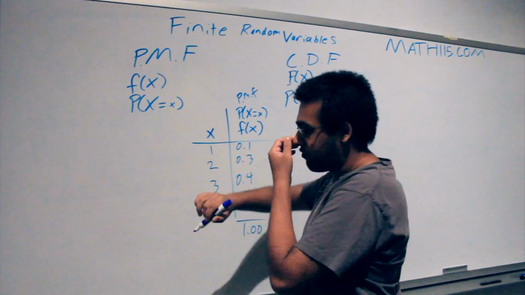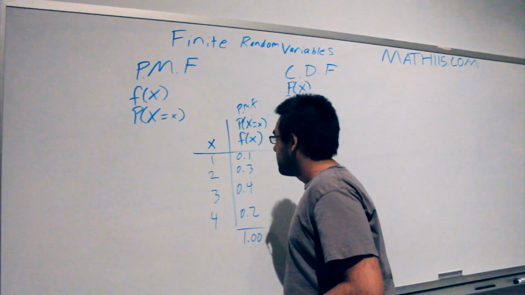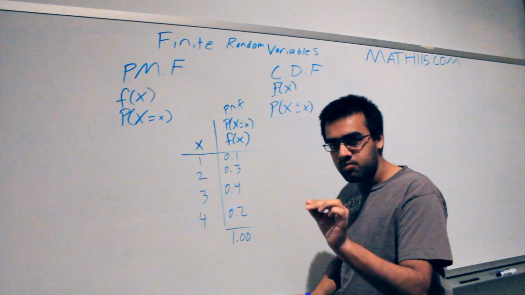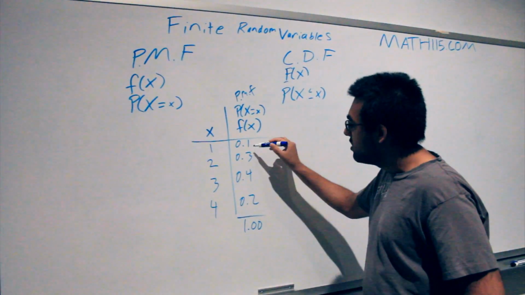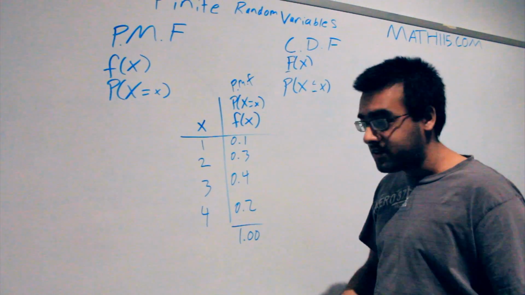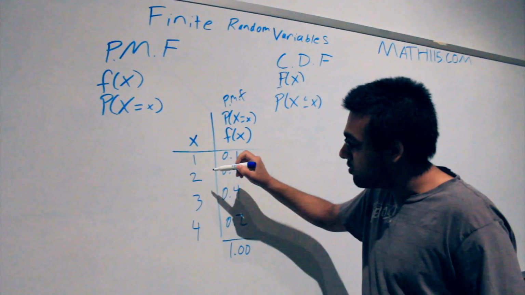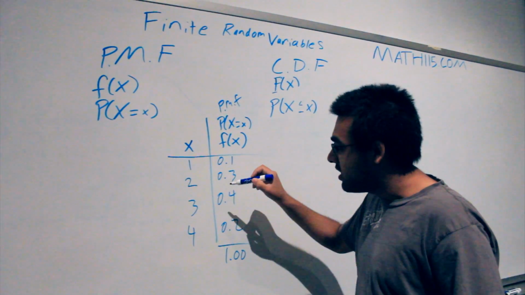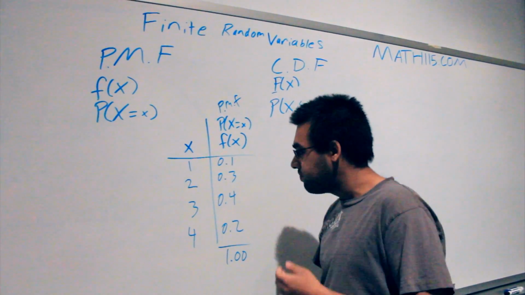PMF stands for probability mass function. This is going to tell you the probability of exactly one point. So the probability of exactly 1 occurring is 0.1. The probability of 1.01 is 0, because that does not exist. It's not one of these possibilities. So even if it said the probability of 1.9999999 repeating forever, it would still be 0. It would not be 0.3, even though it's really, really close to 2.